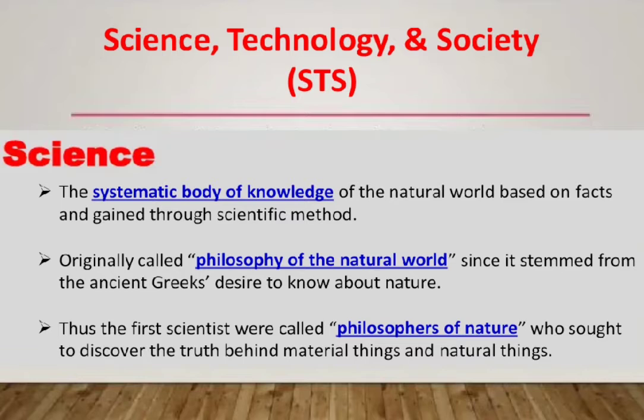In the world of science, science is the systematic body of knowledge of the natural world based on facts and gained through the scientific method. It was originally called philosophy of the natural world, since it stemmed from the ancient Greeks' desire to know about nature. Thus the first scientists were called philosophers of nature, who sought to discover the truth behind material things and natural things.